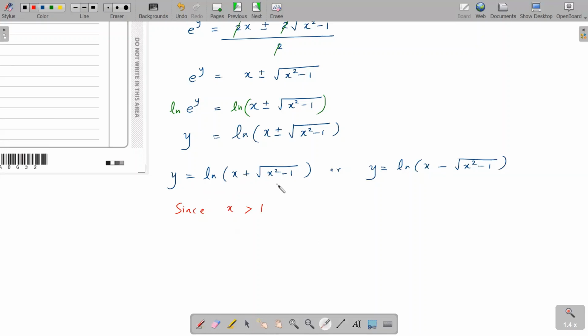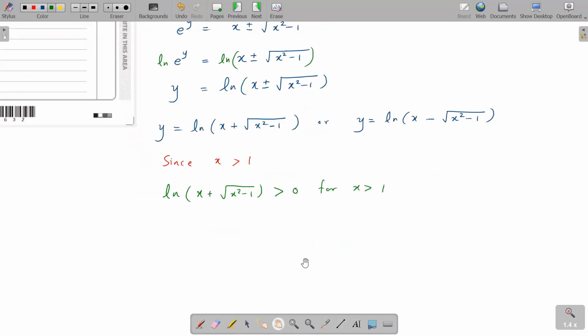ln(x plus root x² minus 1) is definitely what kind of figure? It's definitely positive, right? So you can see inside this one, x plus root x² minus 1 is definitely positive for x greater than 1. So then does this work? No. Okay, then what about the other one?